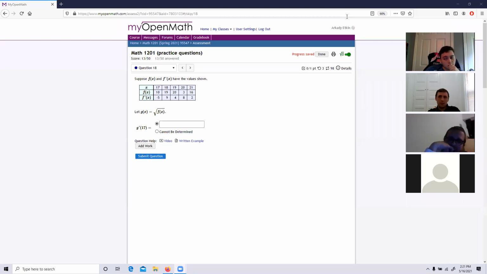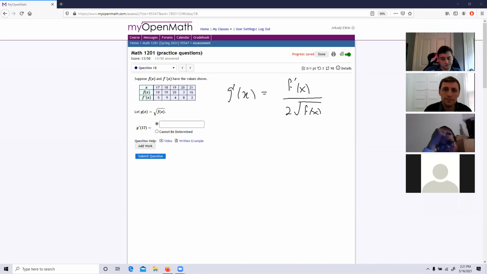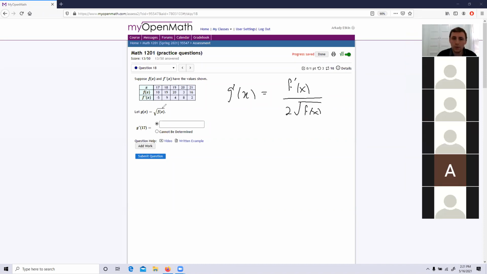All right. Good. Let's hope it's good. What should it be, guys? Very simply, the derivative g prime of x is f prime of x divided by 2 root f of x. You agree? I apply chain rule. Derivative of the outer function is 1 over 2 root of what's inside times the derivative of what's inside. So then I want it at 17. So my interest is f prime of 17 divided by 2 root f of 17.